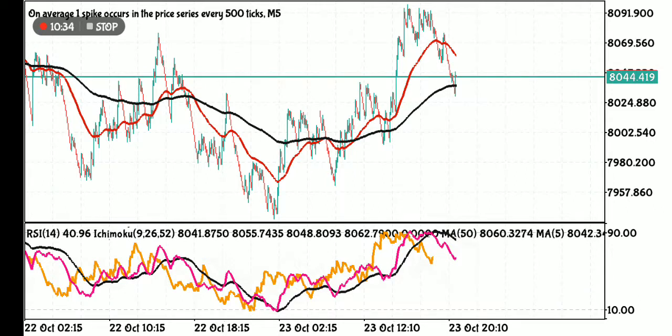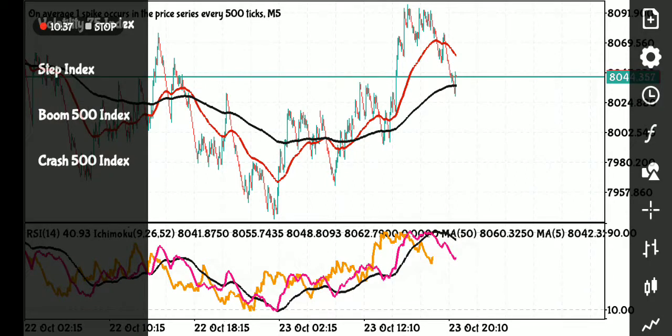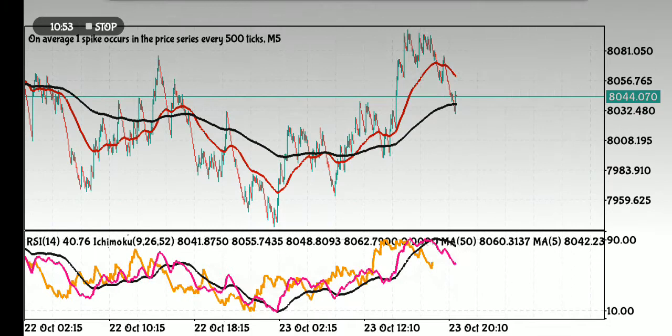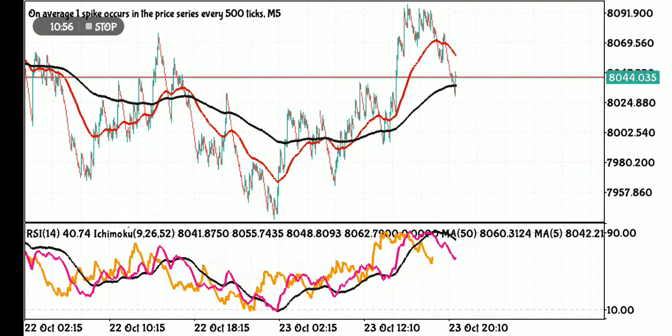So basically, you must never at any point see that the black has crossed 90, or maybe the red crossed 90 first, because the red will always cross first. You shouldn't at any point say that the red has crossed and say, oh, it's time to move. No, you must wait for all of them to cross at the same time. Sorry, I meant the three of them must cross at the same time, which is the Ichimoku, the 5 moving average, and the 50 moving average. They must all cross at the same time.